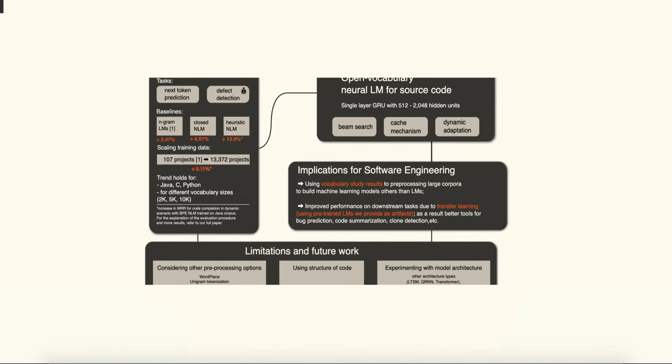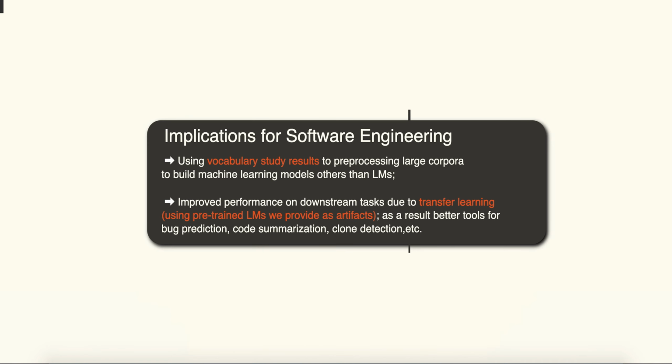As for implications for software engineering, first, our vocabulary study results can be used for building not only language models, but also other machine learning models for which large amounts of source code needs to be pre-processed. Second, high-performing pre-trained language models that we provide as artifacts open the doors to transfer learning and improve performance on downstream tasks with little or even no fine-tuning, and as a result, building better tools for software engineers.